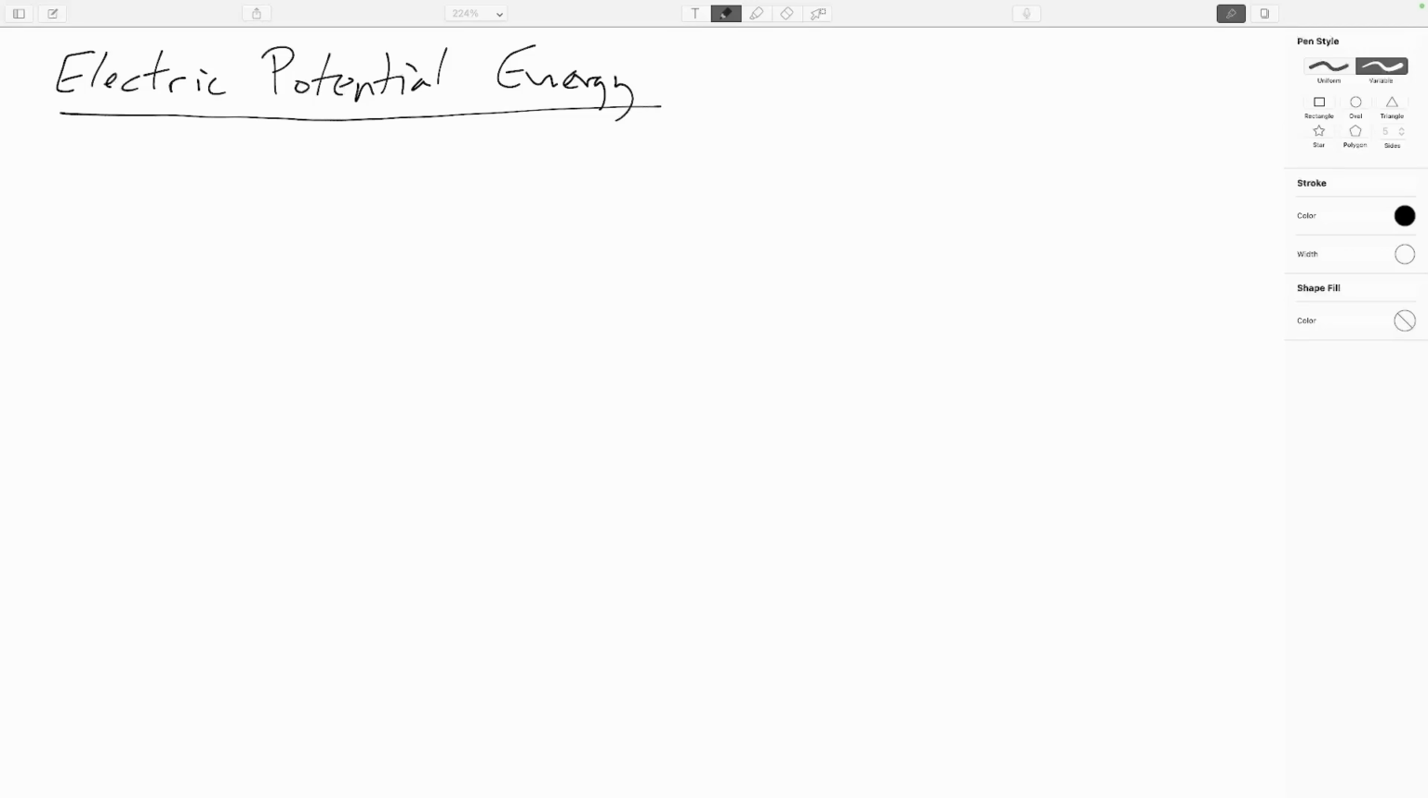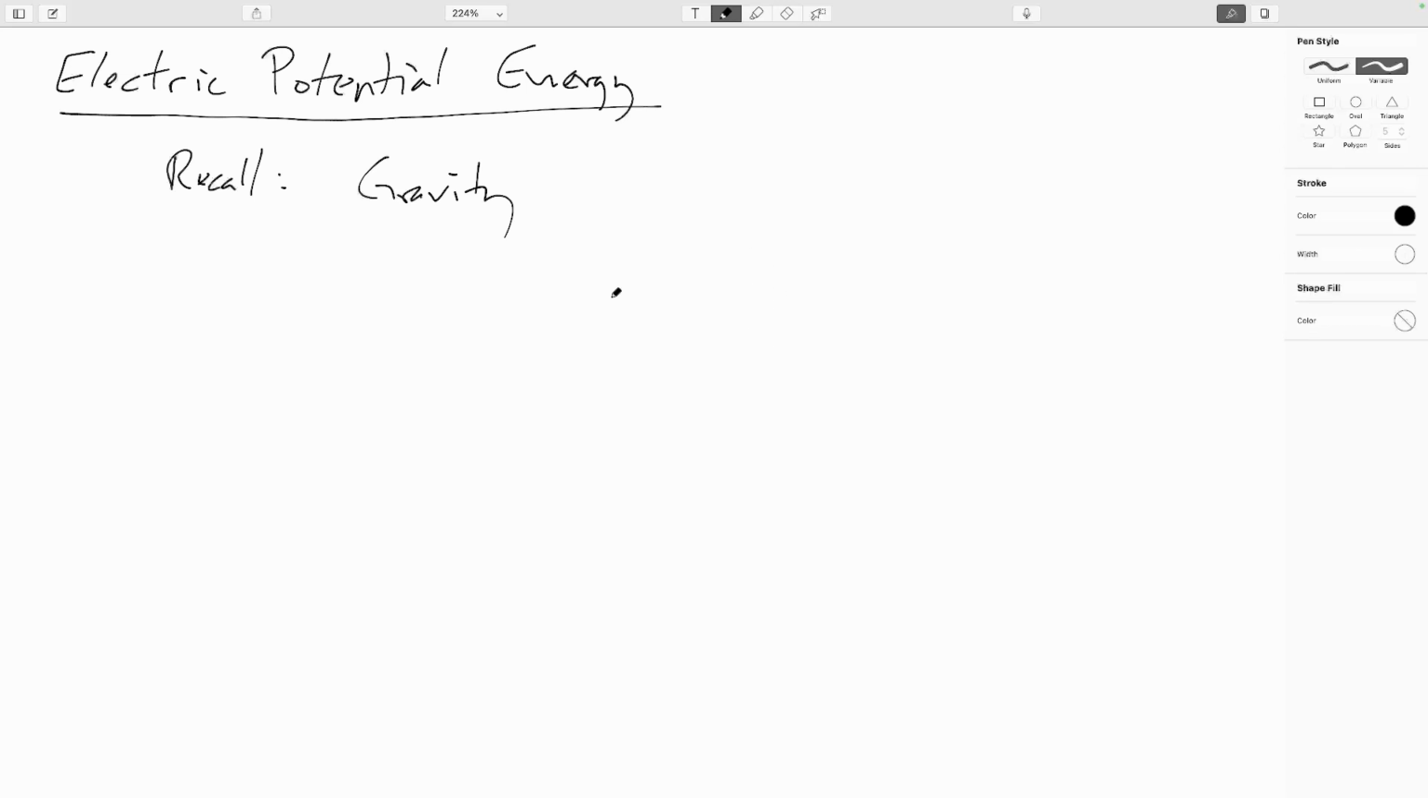As we continue our treatment of the electric force, I'd like to develop the idea of electric potential energy. So first, I think it would probably be helpful to just have a quick bit of review. And let's just remember doing this for gravity.